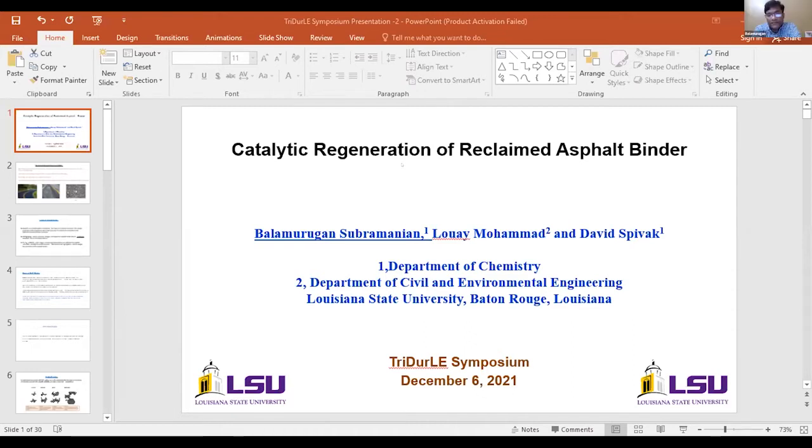My name is Balamurugan Subramanian. I am from the chemistry department at Louisiana State University. I did my PhD in chemistry, and I worked in surface chemistry, synthesis, and catalysis. So today I'm presenting my results in the area of catalytic regeneration of reclaimed asphalt binder. This one is based mostly on chemistry. It's very high on chemistry and less on engineering.